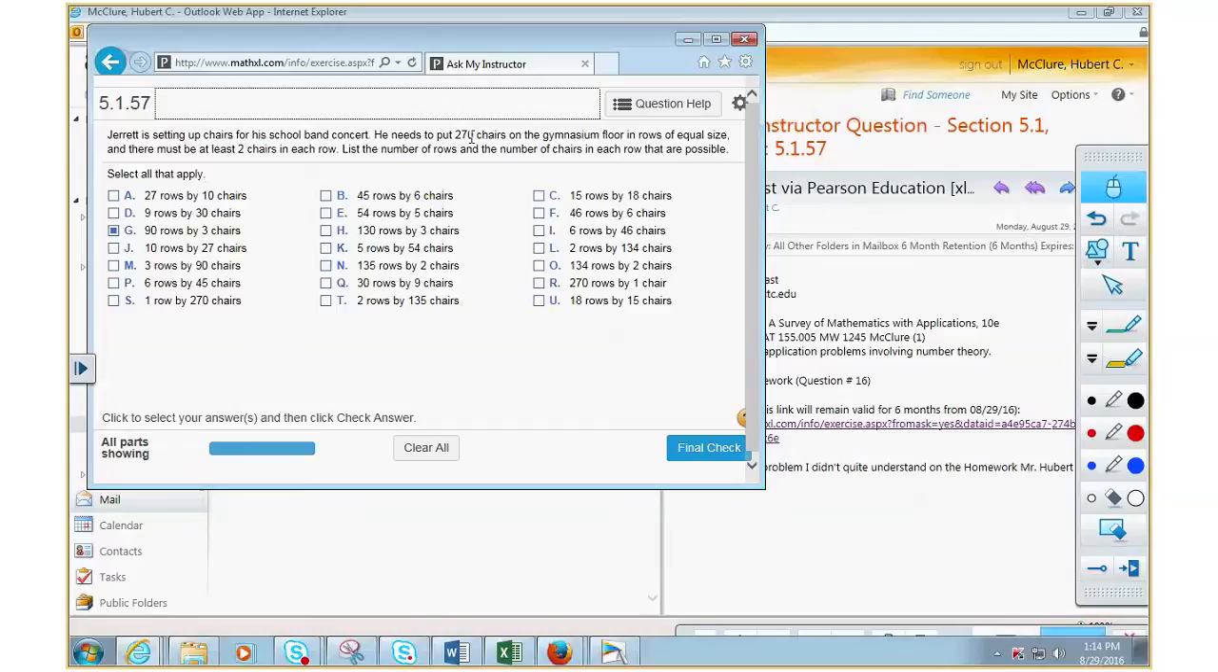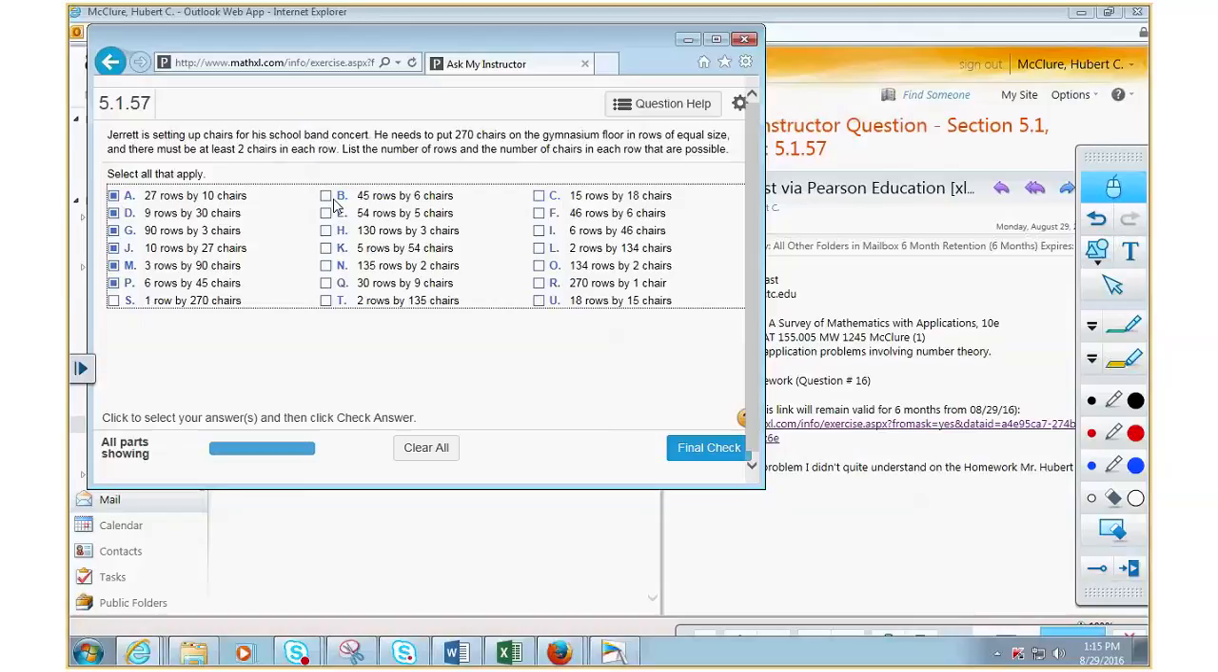See what I'm saying? So what they're doing is asking you if something is divisible by certain numbers. So 9 times 30, 10 by 27, 9 rows of 30, 90 rows of 3. Okay, 6 times 45. 6 times 5 will give you 30, so it is divisible by 6. One row, you can't use that one because it has to have at least two chairs.